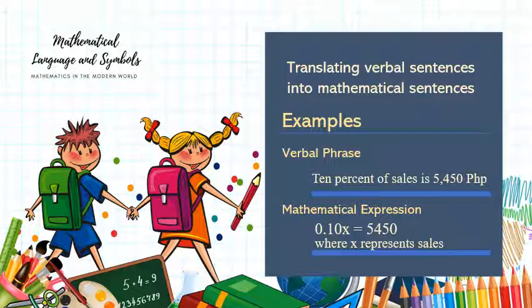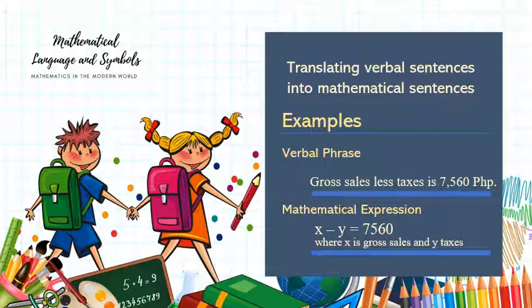10% of sales is 5,450 pesos. So in our previous example, we have only an expression like this, but this time we have a mathematical sentence. Sorry, I should have changed this into a mathematical sentence. So 0.10x equals 5,450. That is already a mathematical sentence. Why? Because it has the equality symbol here. Don't forget to write the declaration of your variable, where x represents sales.